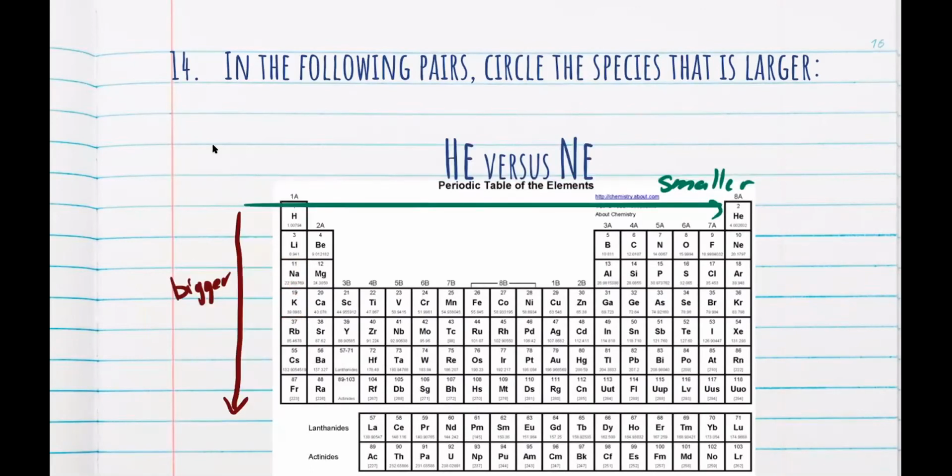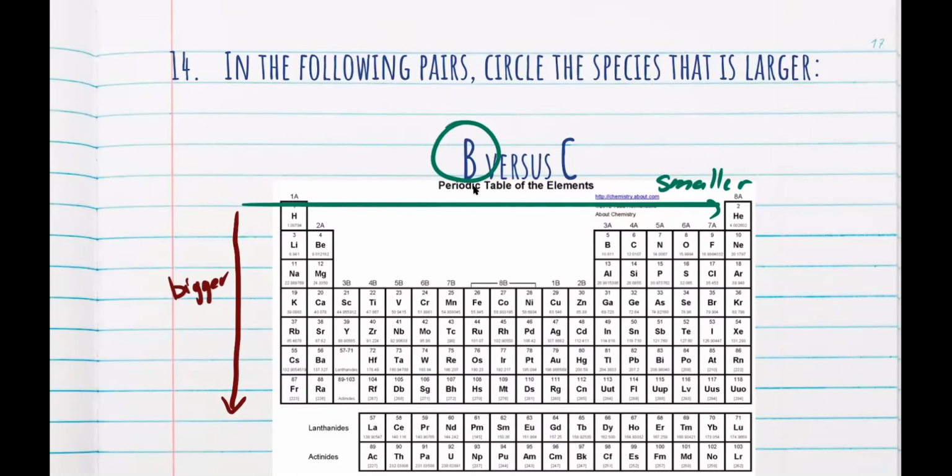Moving on to the next one, helium and neon. Well, helium is here, neon is here. I know that as I go down, that means it's bigger. So neon is bigger. For this one, it has B versus C. So looking at our chart, B is here, C is here. As we move this way, we get smaller. So for this case, B is our larger one.